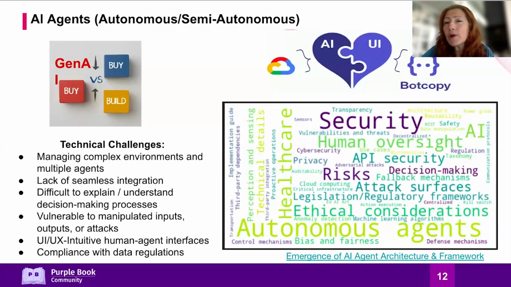And I work with a company called BotCopy. They brand themselves very interestingly. They're saying that they're the UI for AI, meaning that you can put multiple agents behind the interface. Because my second point says lack of seamless integration. There is no such thing as seamless integration here. Absolutely not. It's difficult to explain, difficult to understand the decision making, a lot of vulnerabilities to be accounted for. And then this intuitive UI/UX that is compliant, that follows the data regulations, is very hard to achieve.